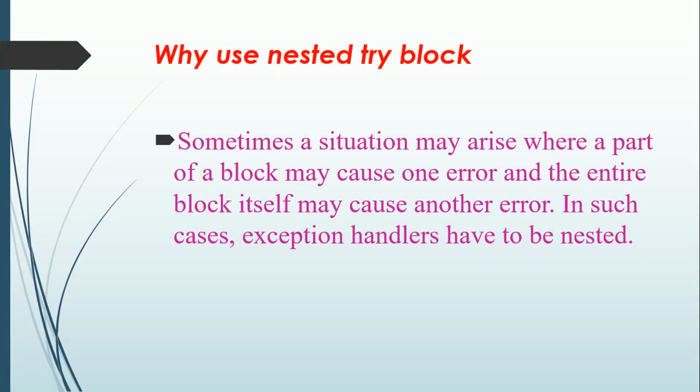Why use a nested try block? Sometimes situations may arise where a part of a block may cause one error and the entire block itself may cause another error. In such cases, exception handlers have to be nested. For example, if we want to check whether one condition contains some errors or not, or whether another condition also contains some error, in that case we use the nested try block.